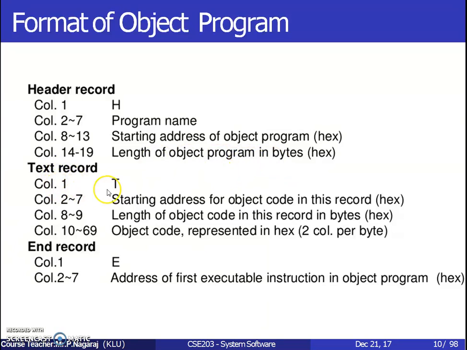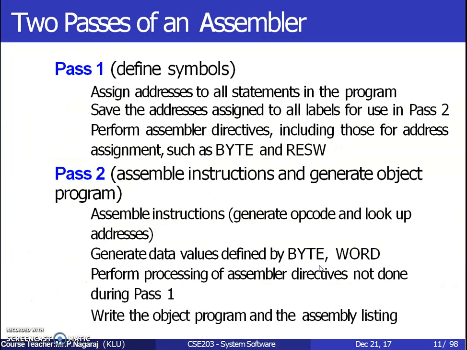Then the text record: column 1 is represented by T, that will be the text record. Columns 2 to 7, starting address. Columns 8 to 9, length of the object code. Then columns 10 to 69, we are going to write the object code. Then the end record: we write column 1 E, columns 2 to 7 address of the first executable instruction in hexadecimal.